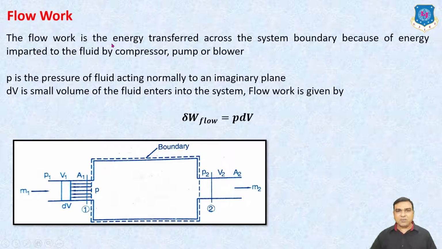Flow work. The flow work is the energy transfer across the system boundary because of the energy imparted to the fluid by a compressor, pump or blower. Here P is the pressure of the fluid acting normally to the imaginary plane, and dV is the small volume of the fluid that enters the system. So flow work is given by delta W flow is equal to P dV.